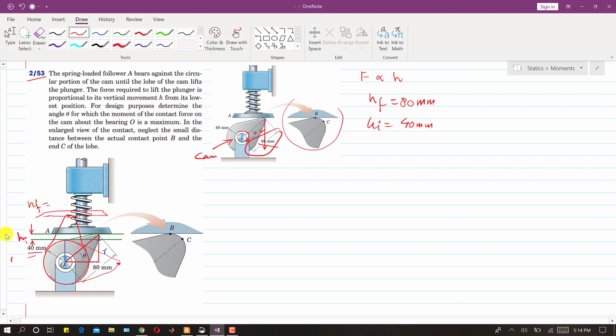So this means that this cam will move this plunger by 80 minus 40 distance, right? So the change in h will be 80 minus 40, right? So this will be 40 mm. So what this plunger will do is oscillate this plunger, this follower, in a distance of 40 mm, right?